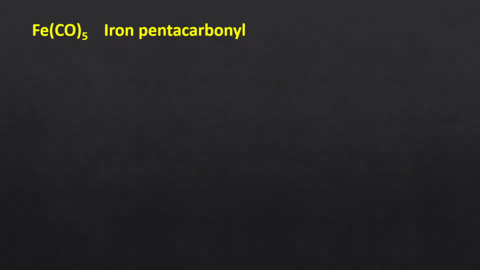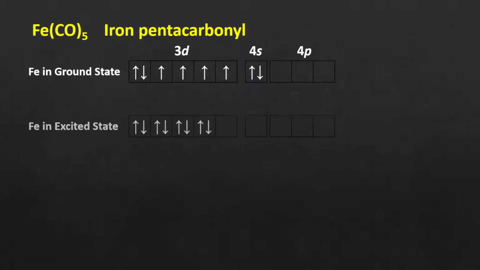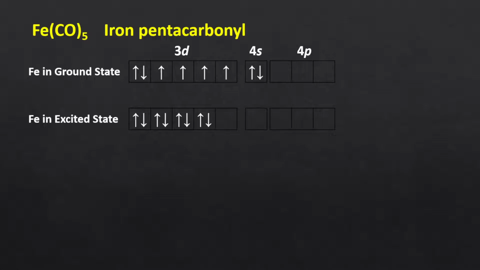The atomic number of iron is 26, so its valence electronic configuration in the ground state is 3d6 4s2 4p0. Since the carbonyl ligand is neutral, the valence electronic configuration of iron in the excited state is 3d8 4s0 4p0. Then the vacant 4s and 4p orbitals and the d orbital which is vacant are hybridized to produce dsp3 hybrid orbitals. The HOMO of the carbonyl ligand then donates its sigma electron to empty dsp3 hybrid orbitals of the iron to form a sigma bond.